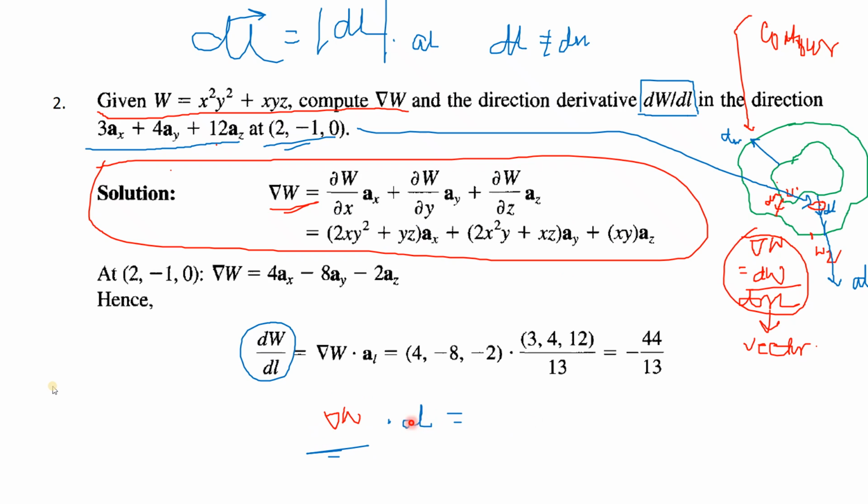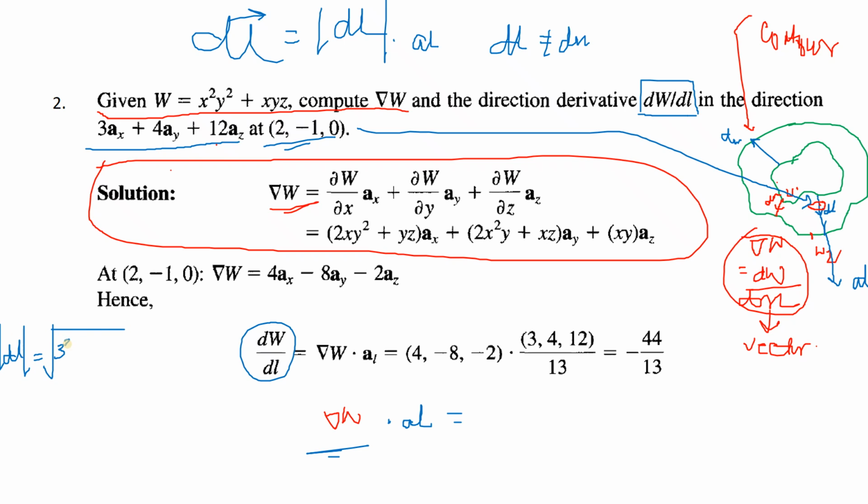Now delta w is this value and al is a unit vector. So what is a unit vector? Unit vector of this is the vector divided by the modulus, the magnitude. So what is the magnitude of this one? I am talking about the magnitude of dl.